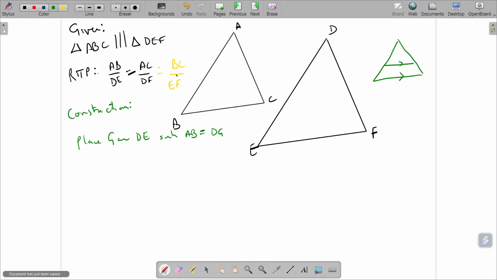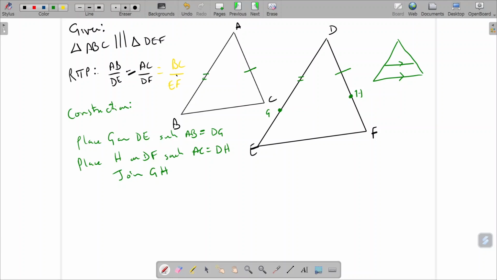So I'm putting G here somewhere such that this piece of line is equal to this piece of line. I'm going to do the exact same thing on the right-hand side. I'm going to place H on DF such that AC equals DH. So again, H is going to be here somewhere such that AC equals DH. And what I'm going to do is I'm going to join GH.